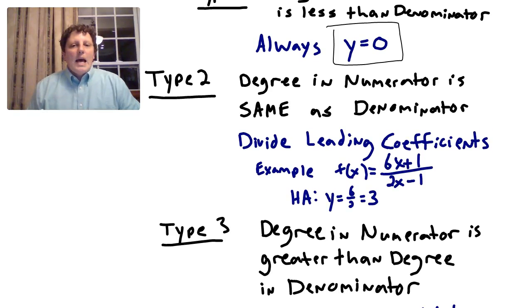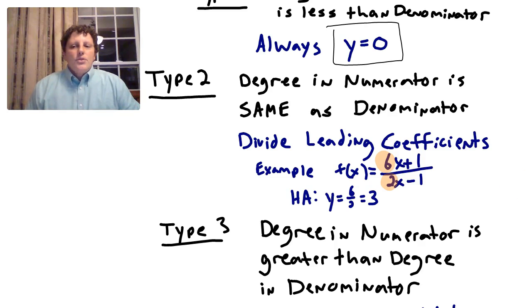The second case happens when the degree in the numerator is exactly the same as the degree in the denominator. And when this happens, you take the leading coefficient. Remember, the leading coefficients are the numbers in front of the variable with the biggest exponent. In this example here, I have a degree of 1 on the top and a degree of 1 on the bottom. Since they are the same, I would divide the leading coefficients, 6 divided by 2, to get y equals 3 as my horizontal asymptote.